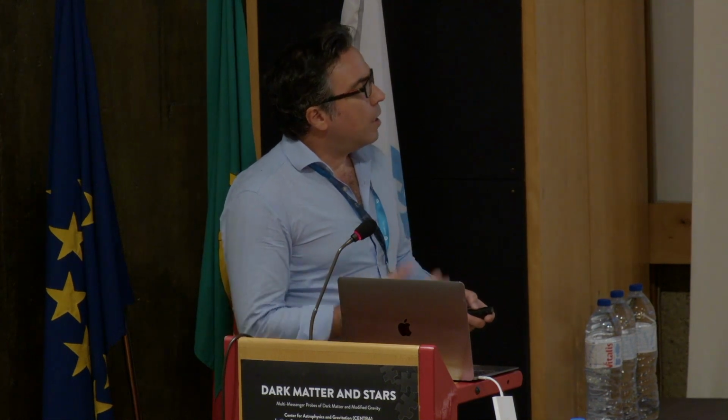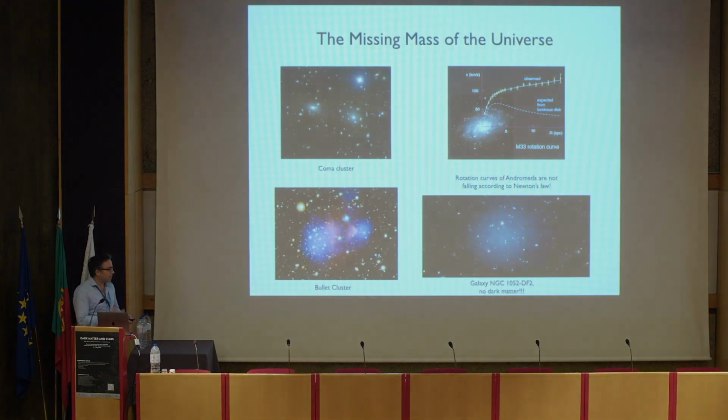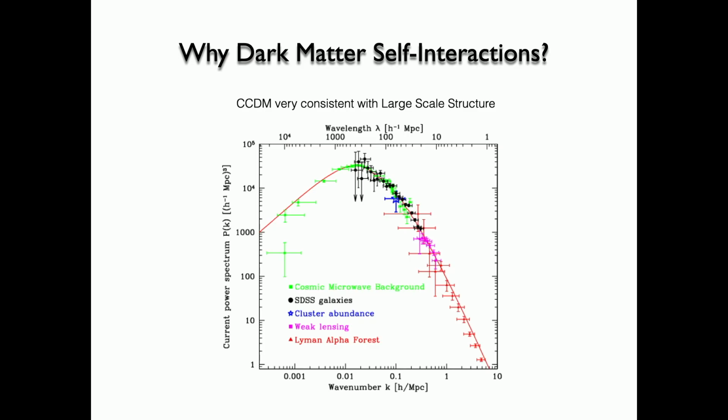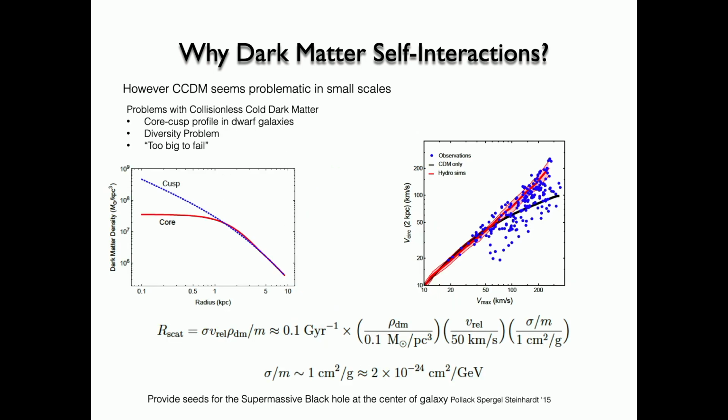Okay, so, well, there's a lot of evidence that dark matter exists. We know all this. And we also know that dark matter, collisionless dark matter, actually behaves quite well at large scales. However, if we look at small scales, there are several issues. For example, there is the core-cusp problem. You know that simulations predict that the profile of dark matter would be a cuspy profile. However, observations show that it's a flat profile.